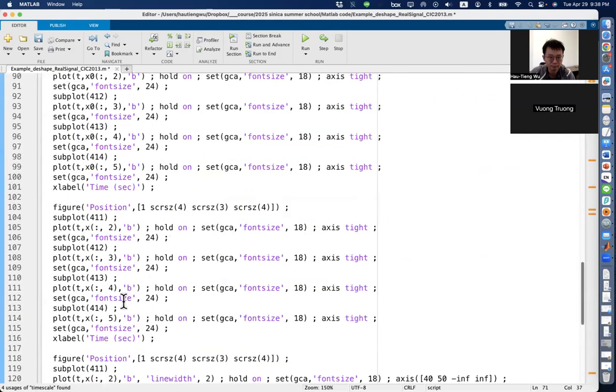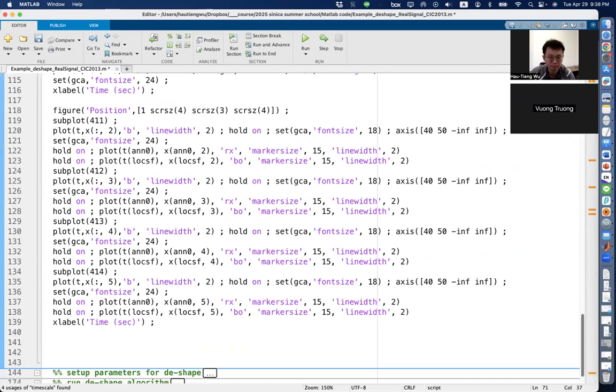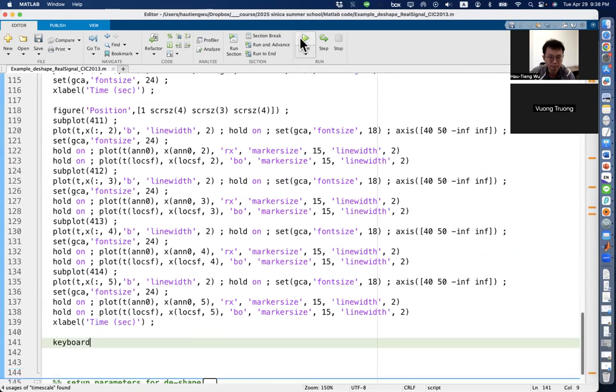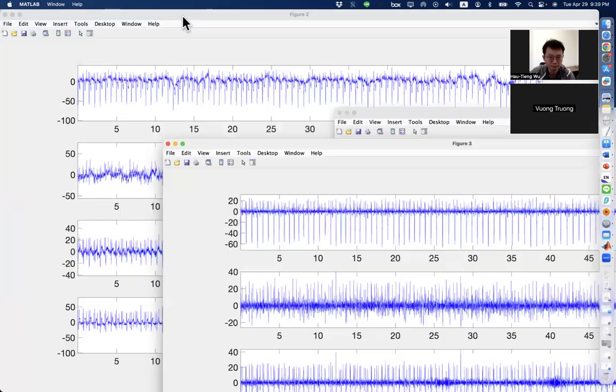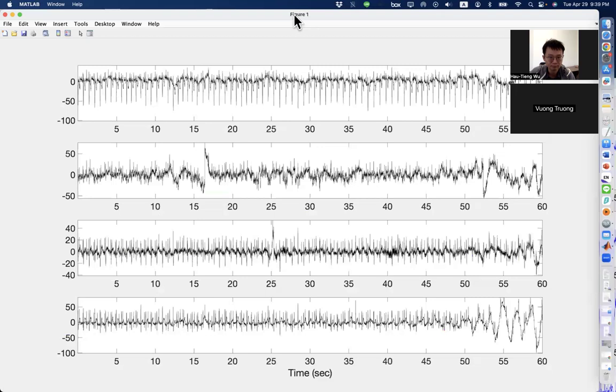So let's run it and stop here, and you will see what's going on. Let's take a look at the signal. Very good, so that is what we get. I gave you 4 different plots. This is the first plot.